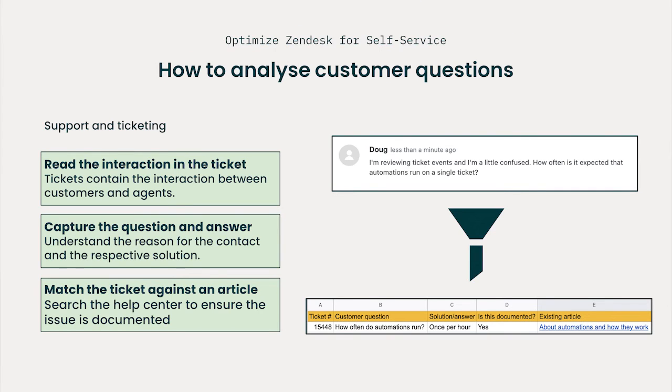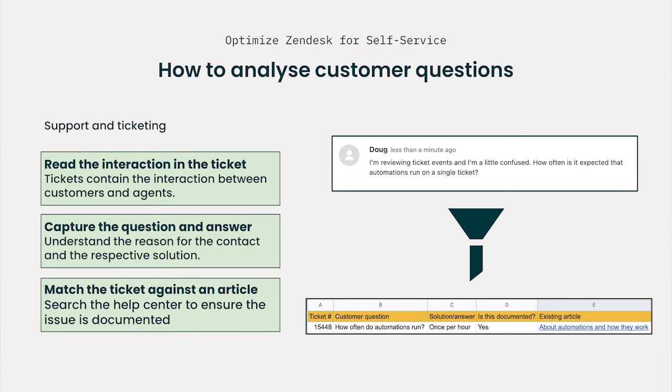Once we have the topic chosen, we can get a list of tickets from Explore and analyze the interactions between the customers and the agents. This process is long, but it's very important. During this step, we read the interaction between the customer and the agent. We pay particular attention to the way that the customer phrases their issue. That's usually the question or the issue header of our articles.